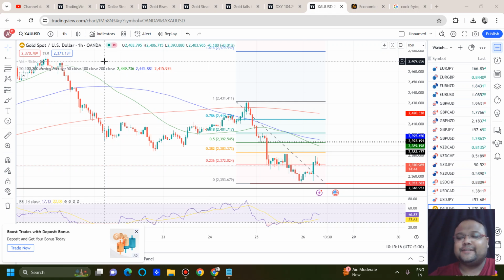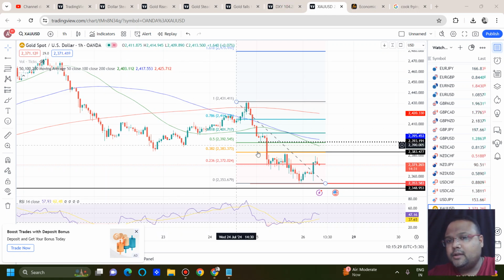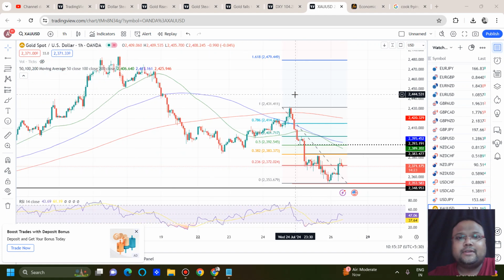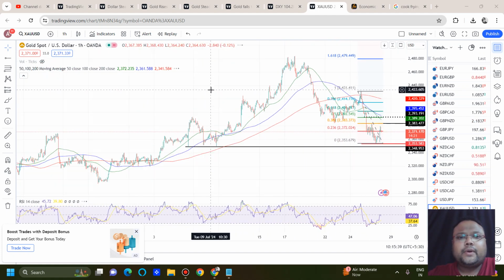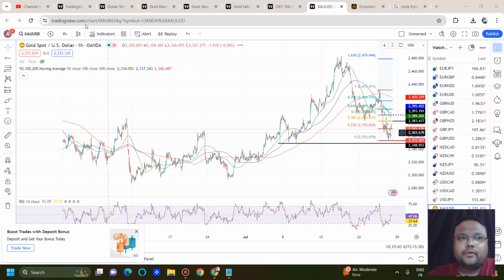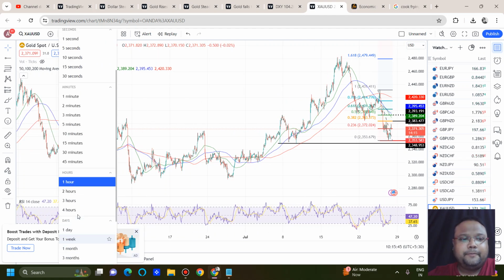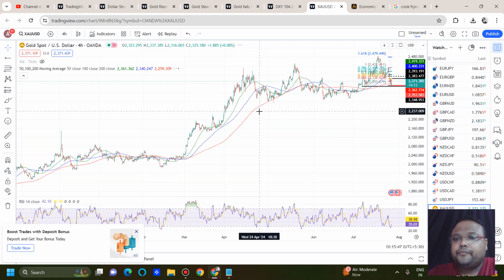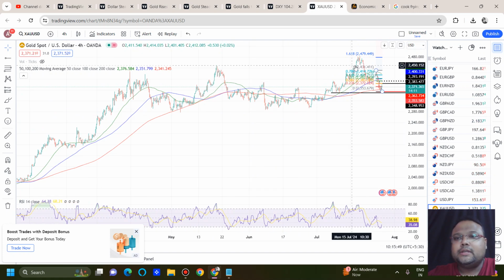So let's get started. My dear friends, after making a low of 2353, gold tried to recover. It made a high of 2379 and right now gold is trading around 2370. If we look at the overall chart of gold, on a higher time frame like 4 hours, we can see gold is coming down for a proper correction.